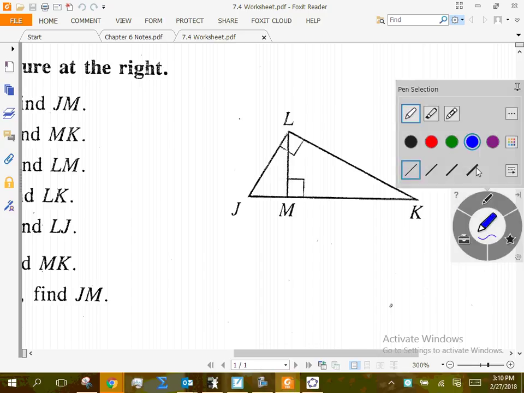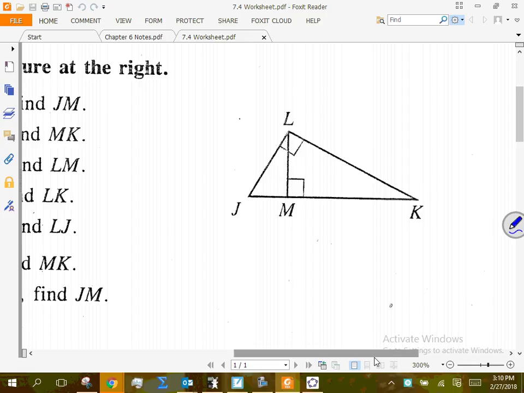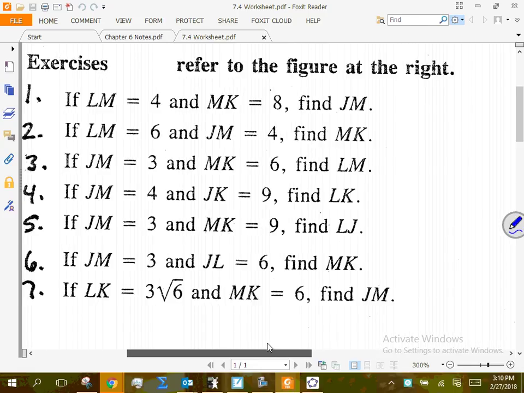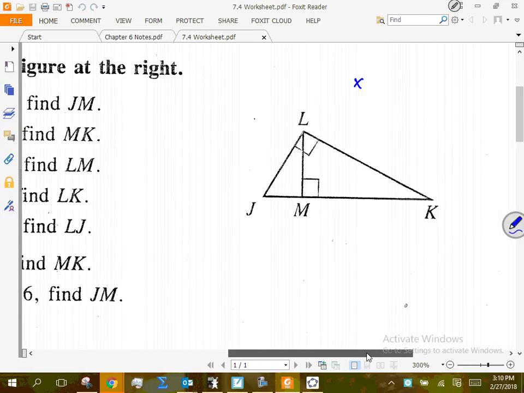For a couple reasons. One of the reasons is when we read it, they say find JM, right? So if I'm finding JM, do I know what it is? No. So what should I let it be? X. So all of these things here that they say find whatever, those are your variables. Let them be X, Y, whatever you want to be. Okay? Now, it's the same picture for every single one of these, so you might have to redraw this a couple times. But they're saying find JM, so I'm going to write X there. They tell me LM is 4, and they tell me MK is 8, right?